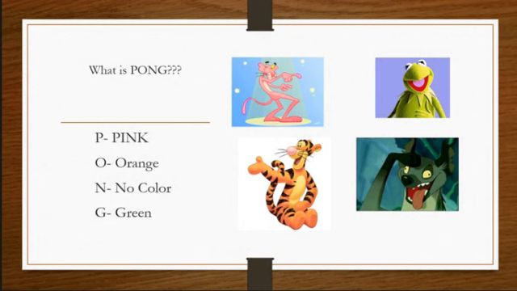We've been having a lot of conversations about PONG, and for you new teachers, I'm sure you're like, what is PONG? Well, let's talk about it. PONG is an acronym. P is pink, O is orange, N is no color, and G is green. I put a few cartoon characters here just to help jog your memory. We got the Pink Panther, Tigger, Kermit, and Ed from The Lion King. And it'll make a lot more sense because it's not in this order, but PONG is a word that you would remember.